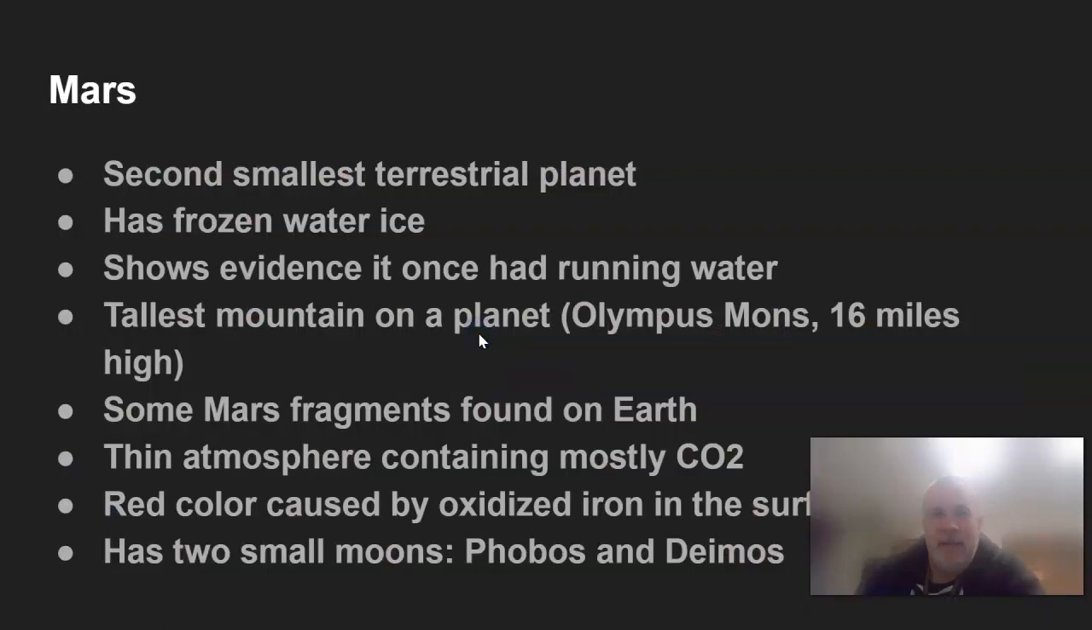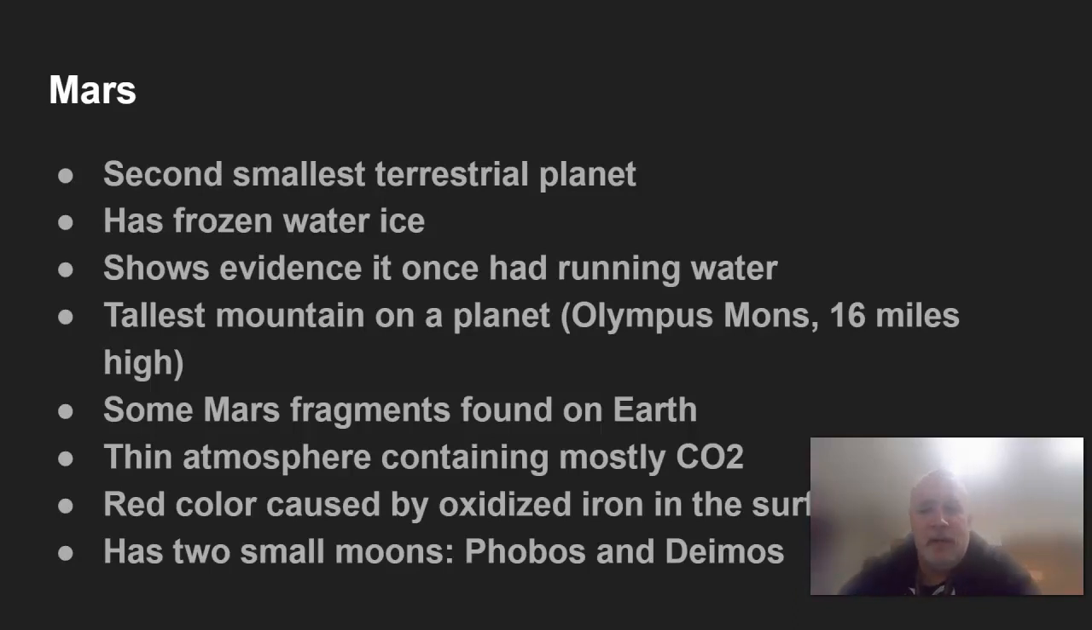Mars, this is the red planet, is the second smallest terrestrial planet. It has frozen water ice, and it shows evidence that it used to have running water because it has different river systems, looks like dried out riverbeds.